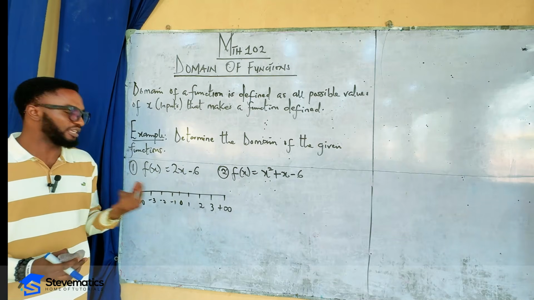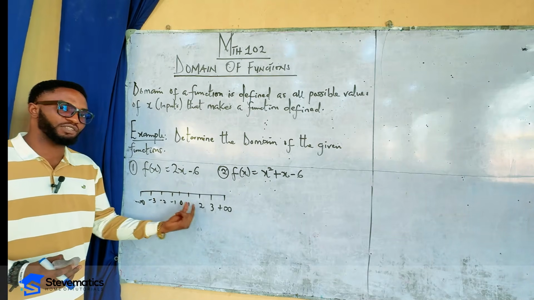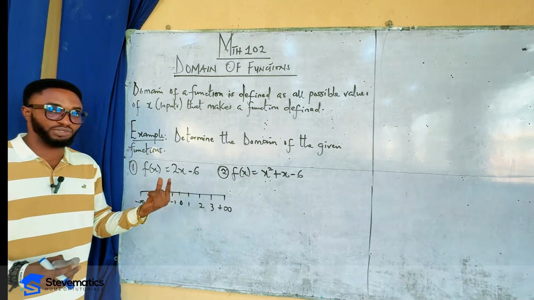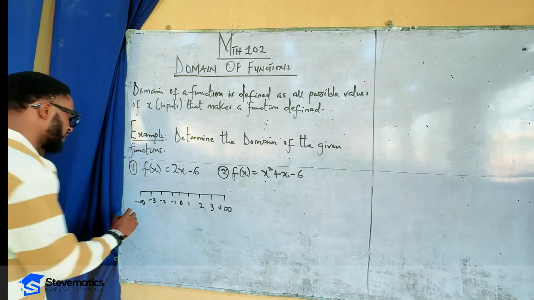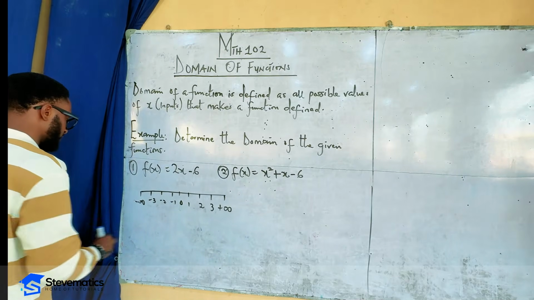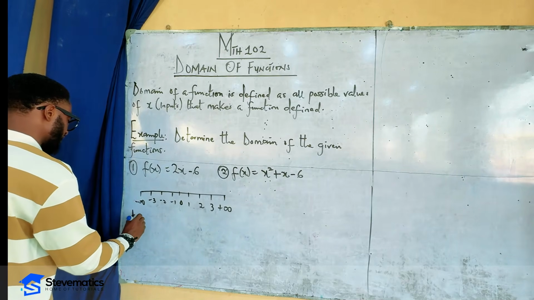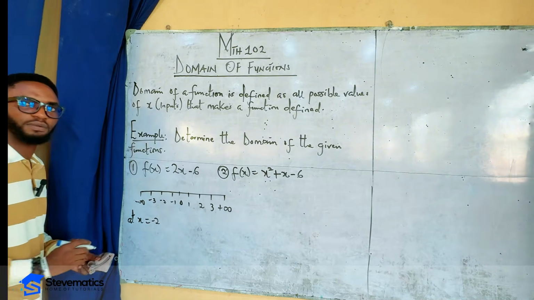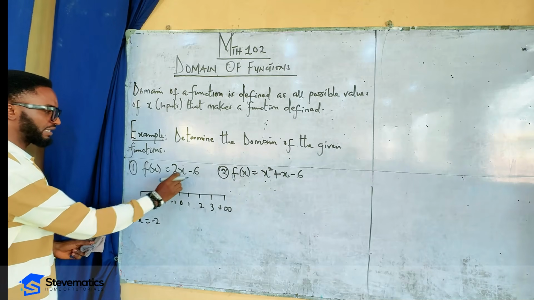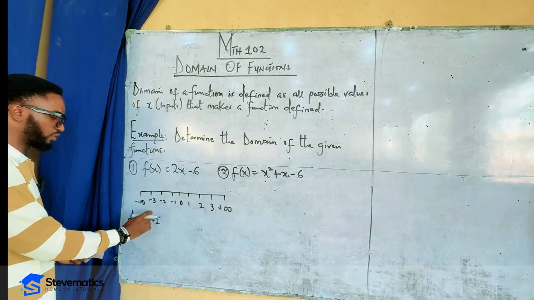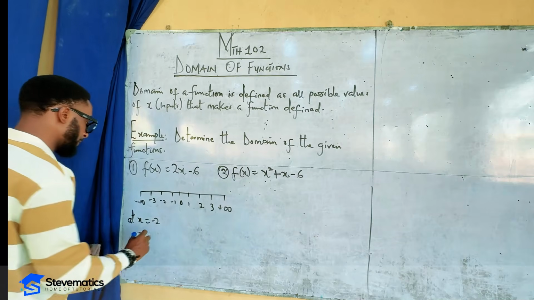Let's try and see if picking any of these values here will make this function defined. Let's pick negative 2 and insert it into this function and see. F at x equal to negative 2. Let's look at this now. At x equal to negative 2, let's insert negative 2 into this function. That is, we'll find f of negative 2.